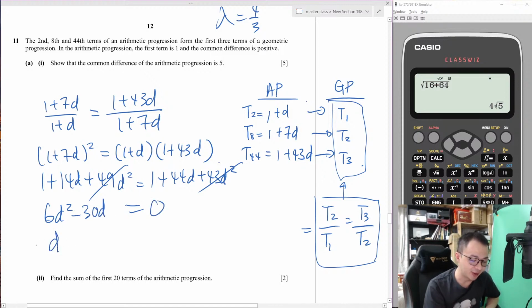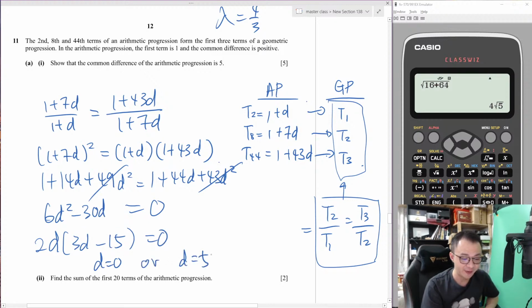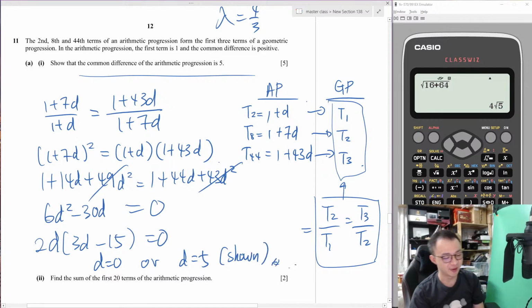Then I take out the 2D. I get 3D minus 50 equals to 0. Then D equals to 0 or D equals to 5. They asked me to show a common difference is 5, isn't it? Shown. Okay, D will be the common difference.